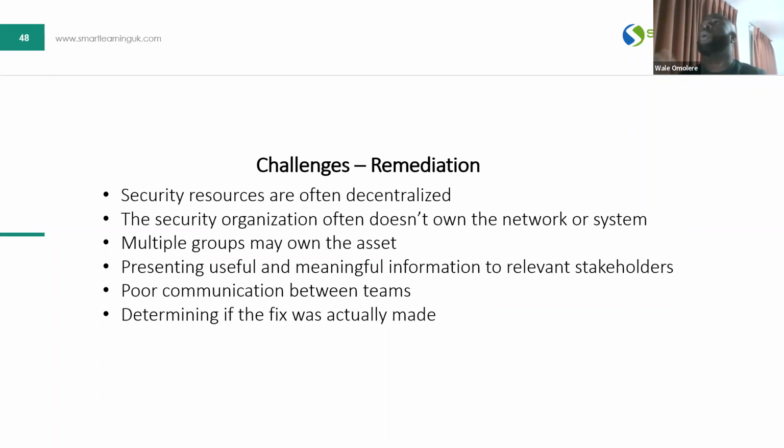Multiple groups may own an asset. That's another one. If you have more than one owner for an asset, then fixing the problem is a challenge, because the owners will not be able to make a decision. Let me give you an example. What do I mean that multiple groups will own an asset? Think about www.amazon.com. That is a web application, is that correct? Please talk back to me. I just want to feel your pulse.